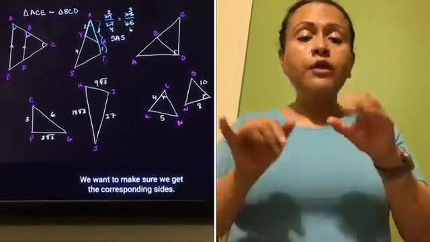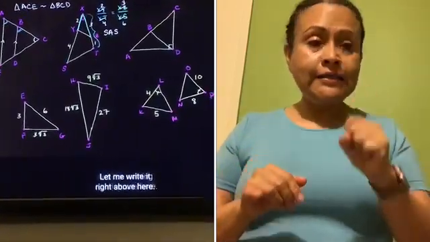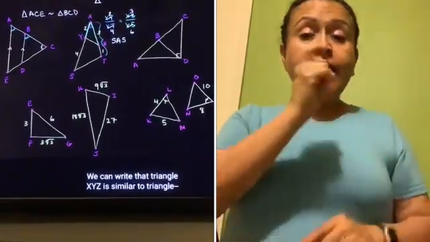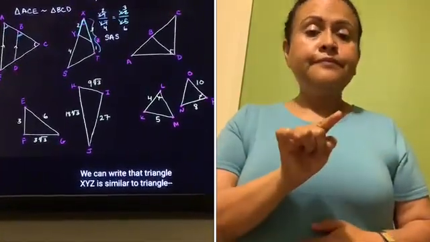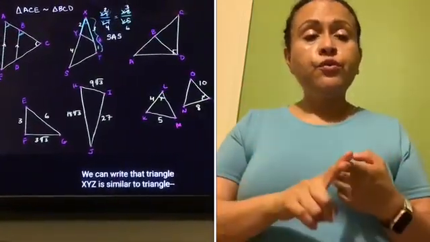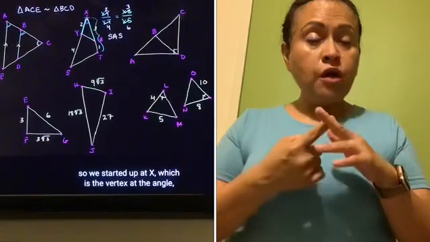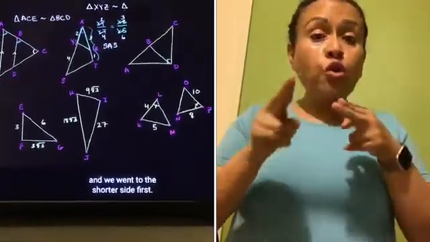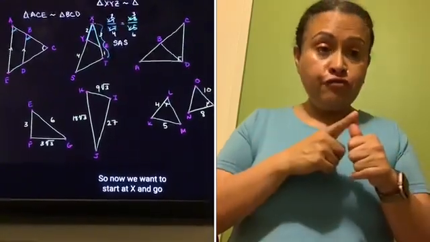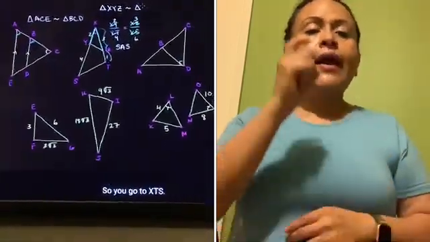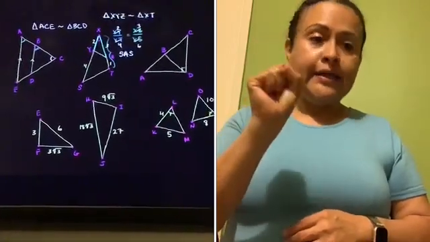So we could say that triangle, and I'm running out of space here, let me write it right above here. We can write that triangle XYZ is similar to triangle. So we started up at X, which is the vertex at the angle, and we went to the shorter side first. So now we want to start at X and go to the shorter side on the large triangle. So X, so you go to XTS.